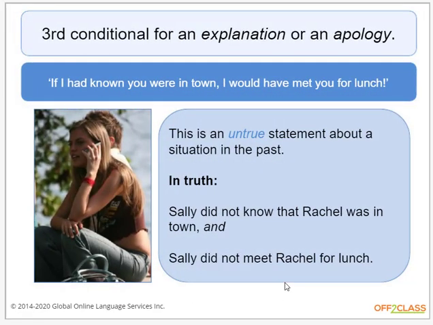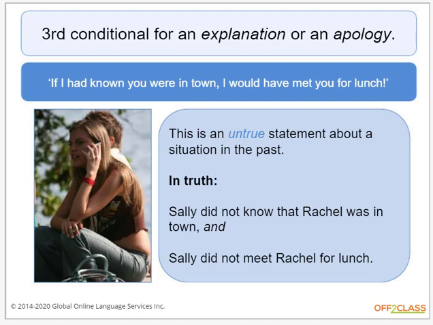Third conditional for an explanation or apology. Right? So if I had known you were in town, I would have met you for lunch. This is an untrue statement about a situation in the past. In truth, Sally did not know that Rachel was in town, and Sally did not meet Rachel for lunch. That's why it's a third conditional. That's why it's considered untrue, right?